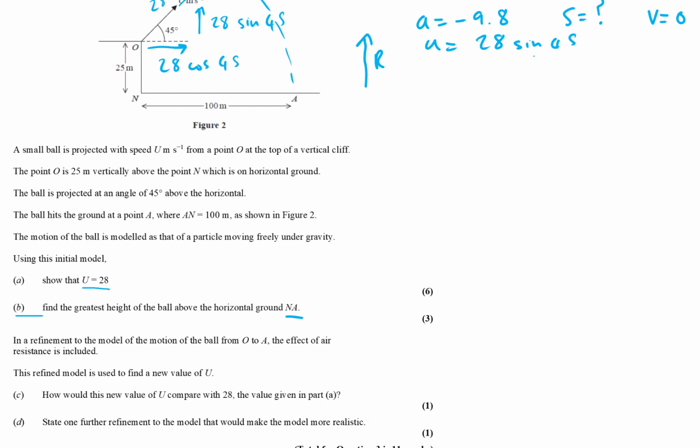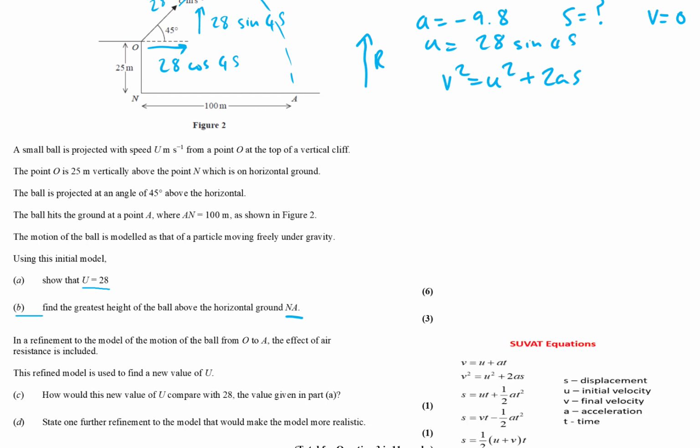What SUVAT equation are we going to use? v squared equals u squared plus 2as. Remember s, don't mistake that as a 5, because we have done that in class before, if you remember. So we get v squared equals u squared plus 2ah in this distance. We can even change the letter to h here.